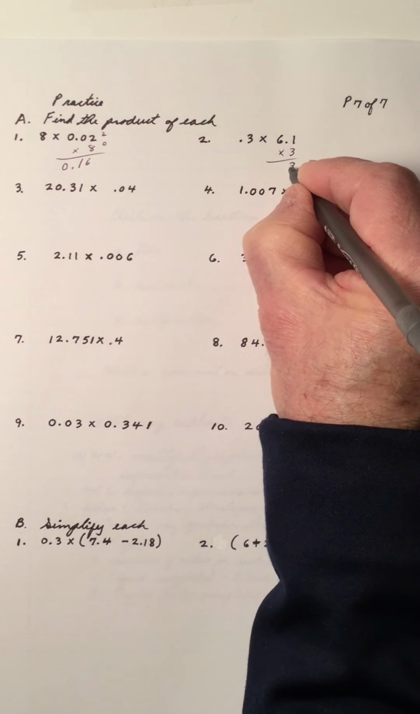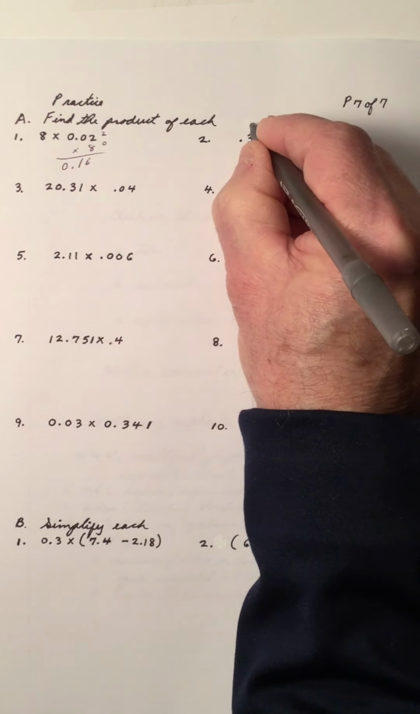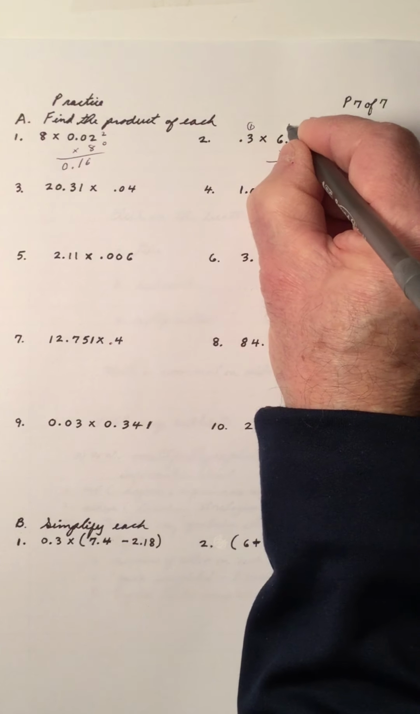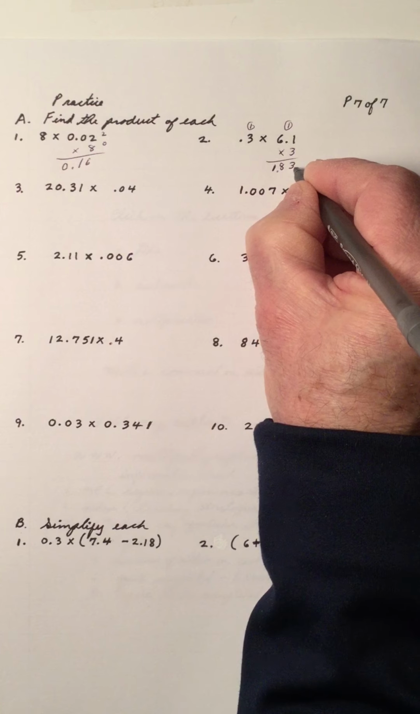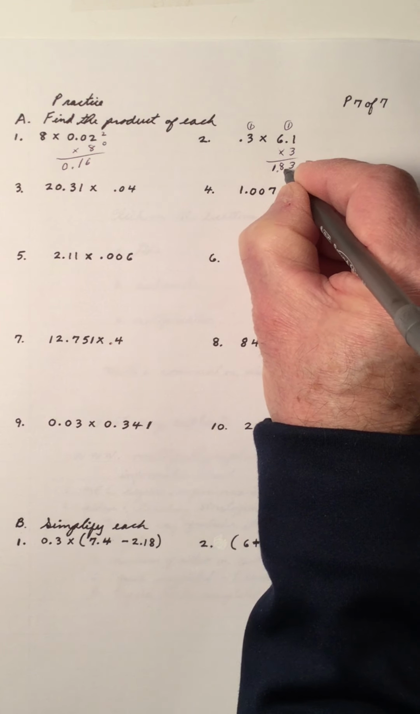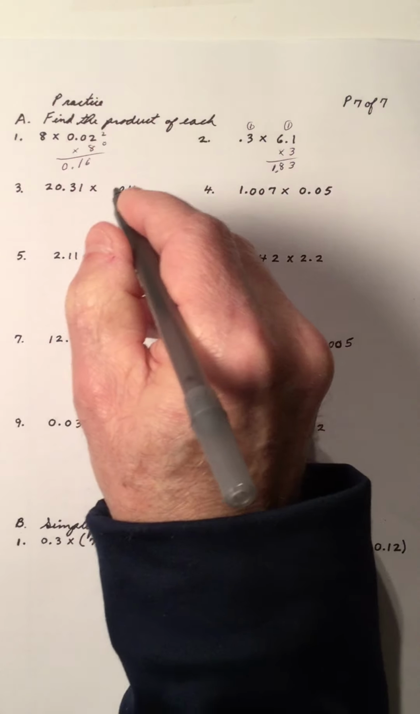3 times 6.1. 3 times 1 is 3. 3 6s are 18. 1 decimal place there, 1 decimal place there. 2 in the answer, so it's 1.83. Start here. You go backwards to the left. Start with the decimal here: 1, 2. So 2 decimal places.